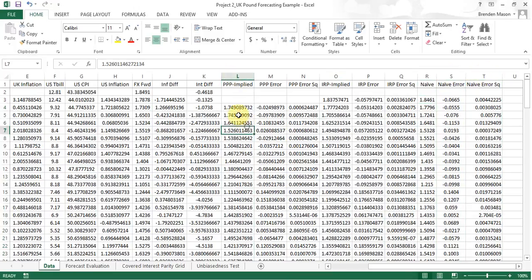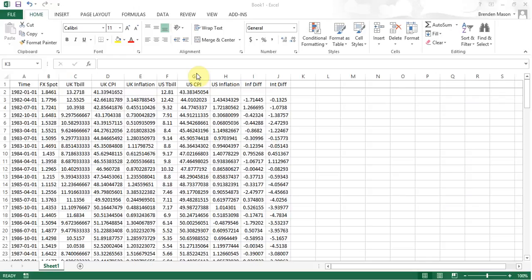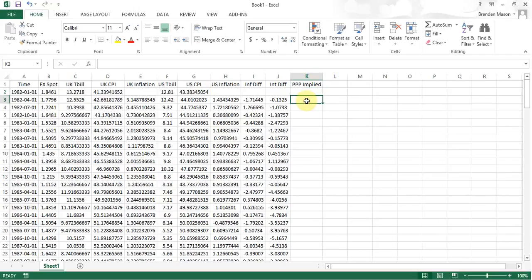Okay, so how do we get this purchasing power parity? Where do these numbers come from? Comes from theory, right? So let's go back here. Let's do purchasing power parity implied. That's what I'm going to call it. So we're using purchasing power parity relative. We're using its relative purchasing power parity. What is that? Remember the theory?